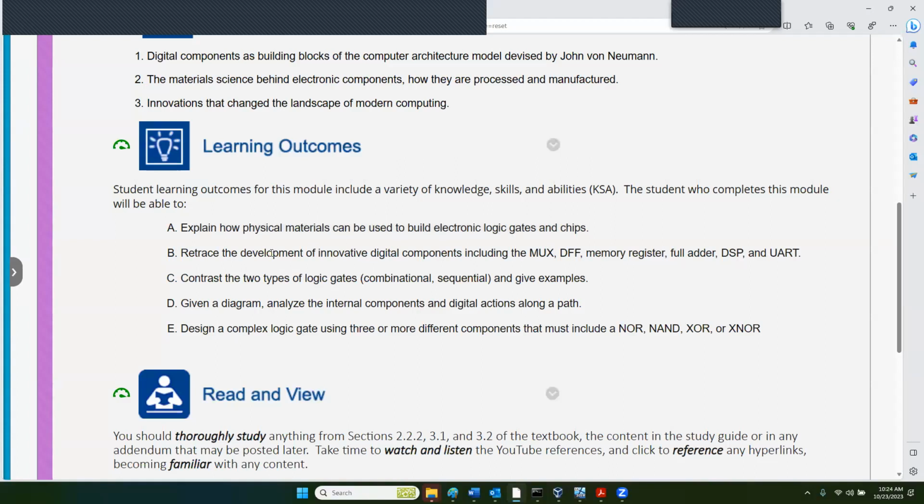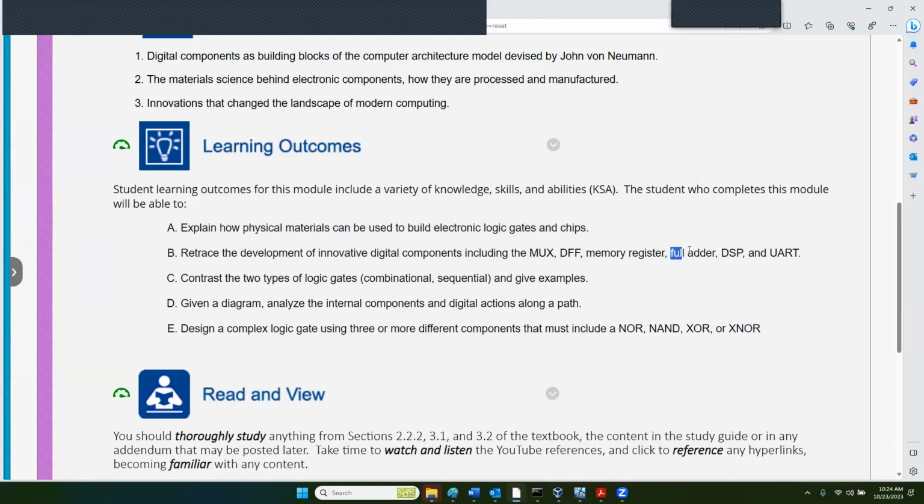We want to retrace the development of innovative digital components. We've already talked about the MUX, but there's another one called the DFF, the digital flip-flop, that allows for memory. So memory chips, without certain components, without a computing module, a CPU, and without memory, you wouldn't have it, right? So we're going to be talking about how a digital flip-flop is used to build a memory register.